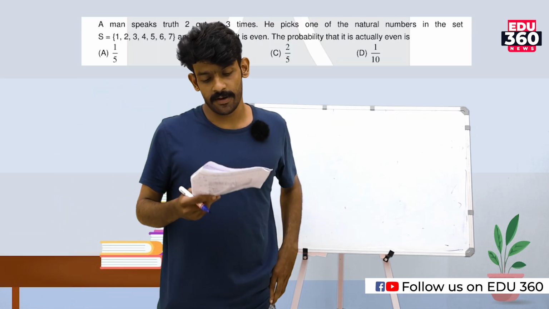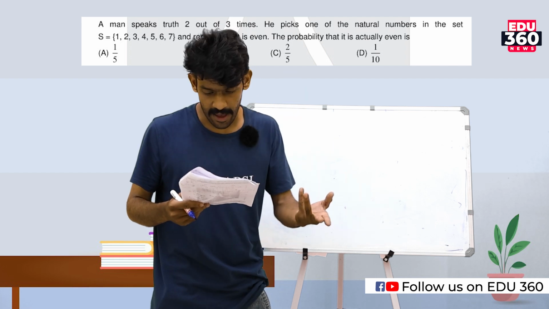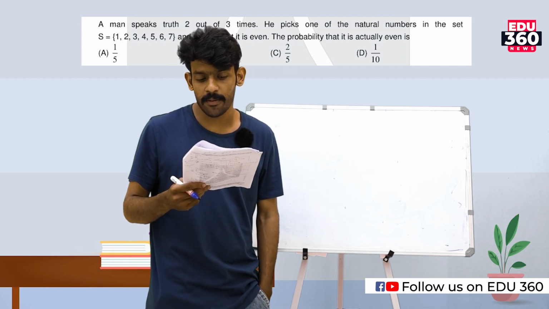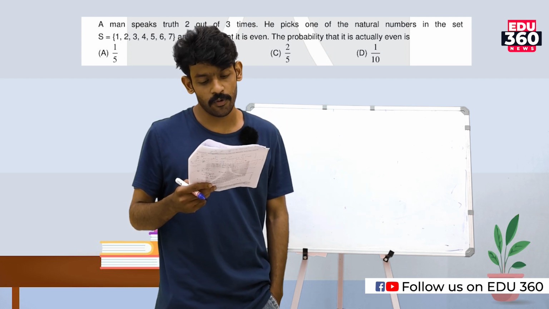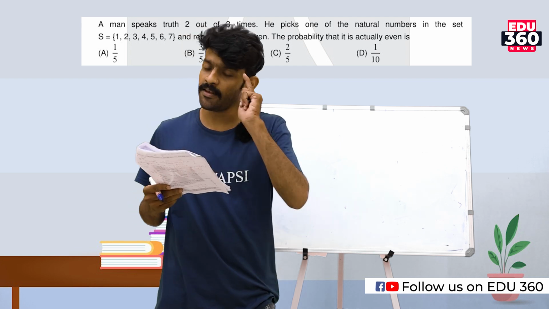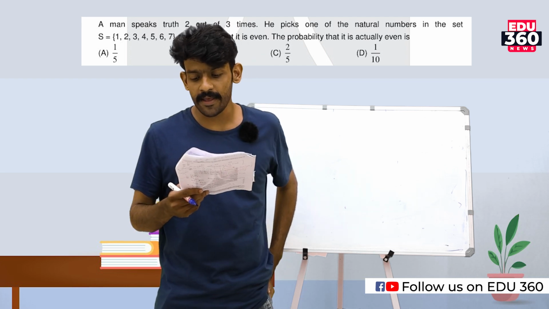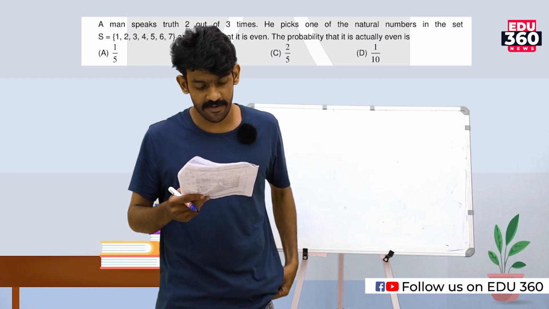So the fifth question. It is given that a man speaks truth 2 out of 3 times and he picks one of the natural numbers in the set. The set is already given: S is equal to 1, 2, 3, 4, 5, 6, 7, and he reports that it is even. So the probability that it is actually even is, you can see the 4 options there.